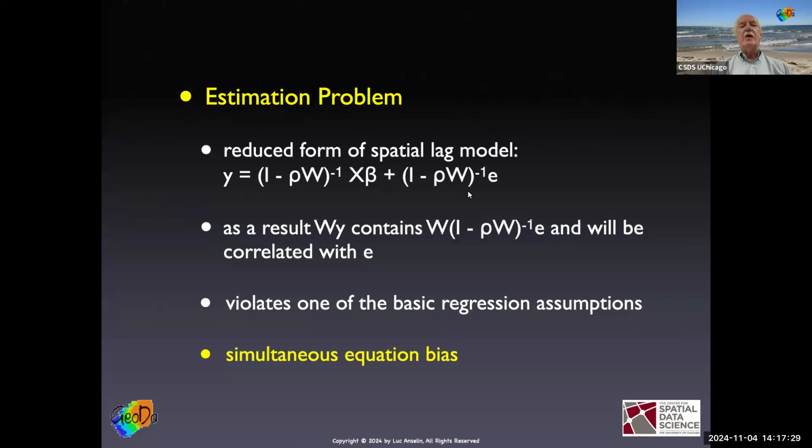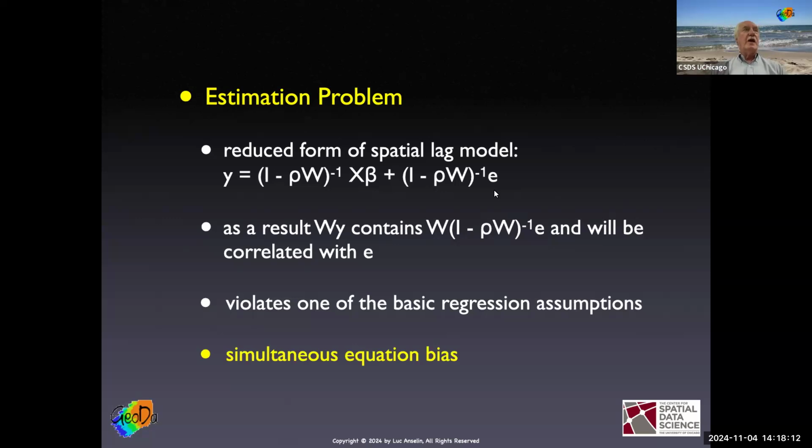Now, because of this inverse term here, if we compute the spatially lagged dependent variable, we just put a W in front of here. That puts a W in front of here, and then a W in front of here. As a result, because the error term is in here and it doesn't disappear, we have the problem of endogeneity. So we talked about that a little bit when we went over the different data generating processes. So the spatially lagged dependent variable is correlated with the error term. We don't want that. That's endogeneity.